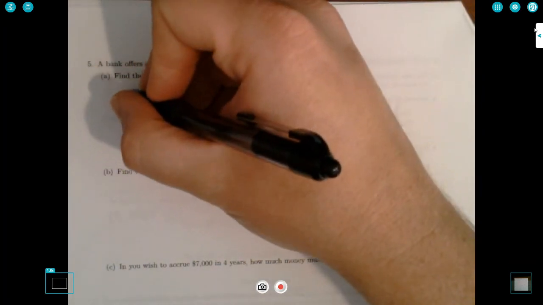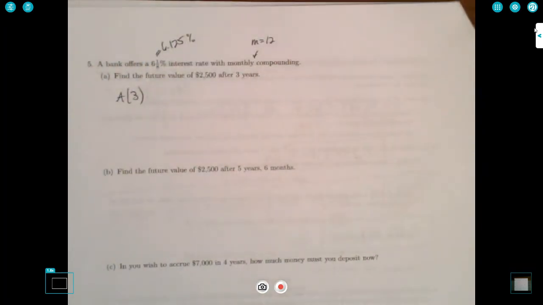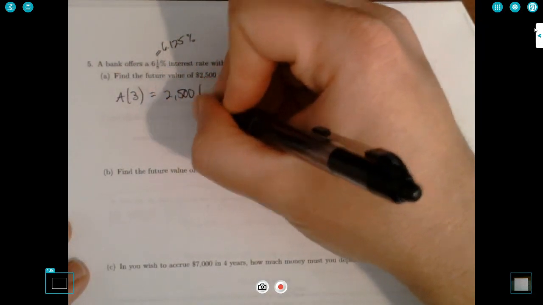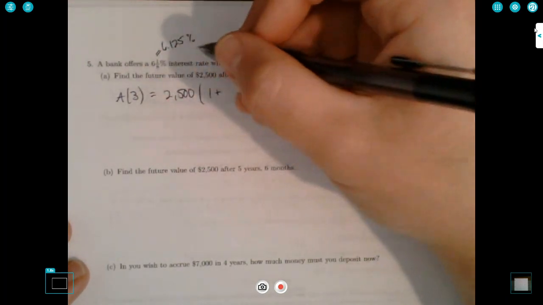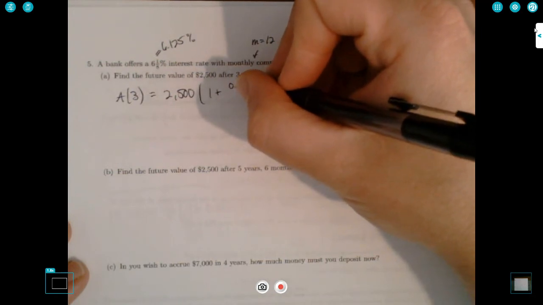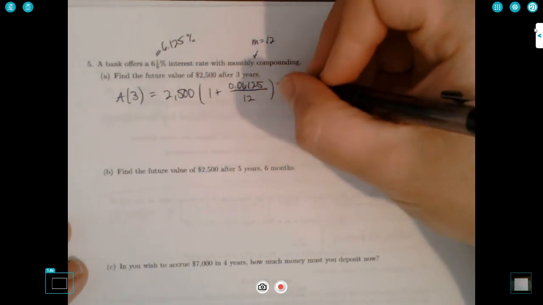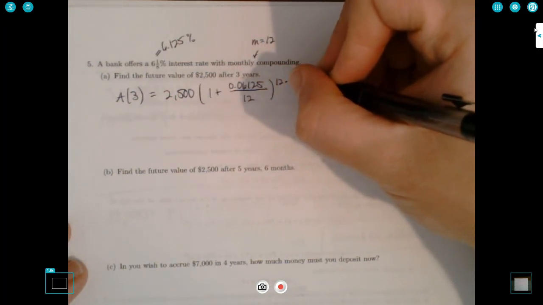All right, find the future value of $2,500 after 3 years. So we're going to say A of 3, right? The amount in the account after 3 years is the principal amount times 1 plus interest rate. If I change that into a decimal, it's going to be 0.06125 divided by number of compounding terms, 12, to the 12 times 3.